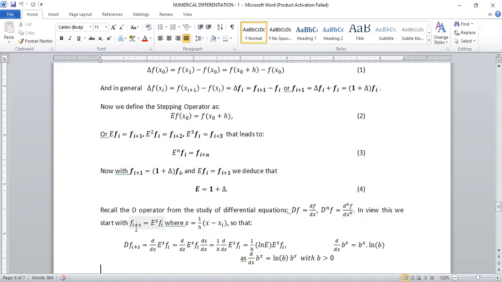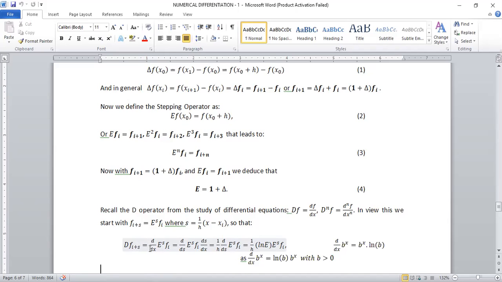So in view of this, we write fi plus s as stepping operator E applied on fi s times. Now this s is the same as that we used in our interpolating polynomials for points representation in the equally spaced data. X minus xi divided by h is s. With this in our minds, we see what is the derivative of fi plus s.